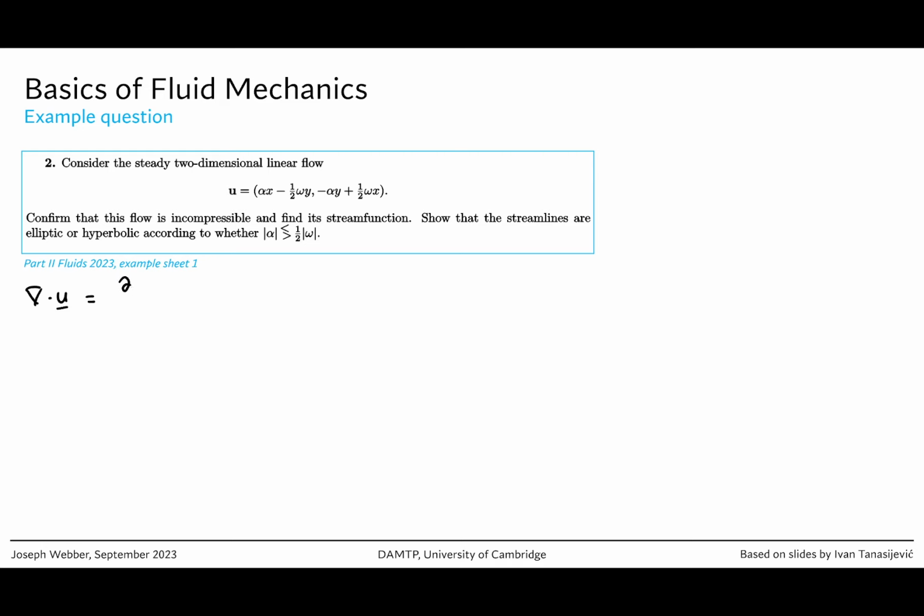And this is going to be d by dx of alpha x minus 1/2 omega y, and add it to d by dy of minus alpha y plus 1/2 omega x, and show that this equals 0. Well, this is just alpha, and this is minus alpha, so this does indeed equal 0, so we're incompressible.